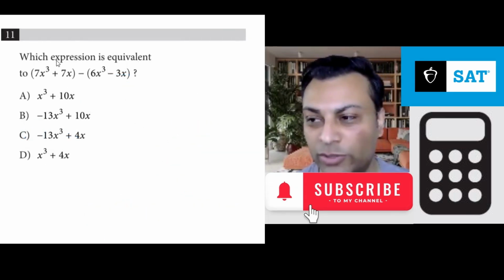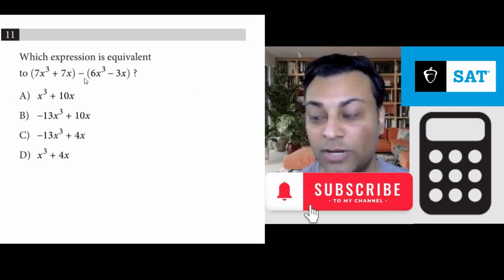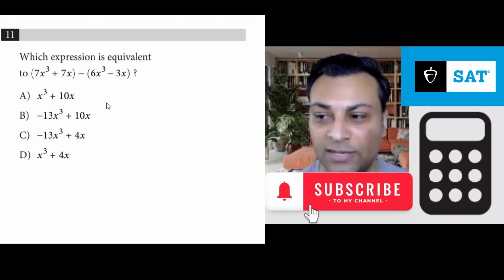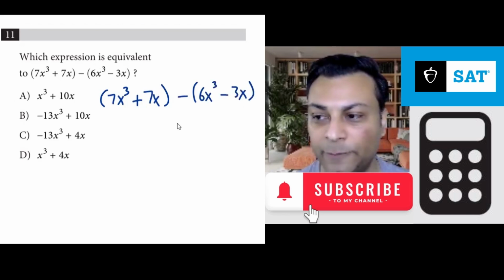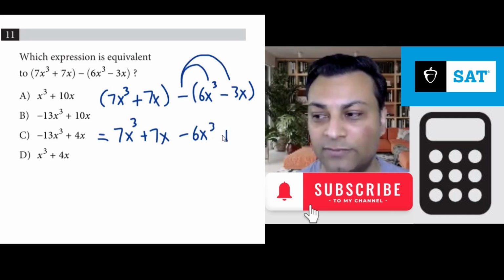Question 11. Which expression is equivalent to, in parentheses, 7x cubed plus 7x, subtract another parentheses, 6x cubed minus 3x. So what we want to do is distribute this negative sign. Let me write the question out again here. 7x cubed plus 7x minus 6x cubed minus 3x. This is equal to, remove the first parenthesis, so 7x cubed plus 7x. And here we distribute the negative: negative 6x cubed. And careful, negative, negative, which is positive 3x. And now we combine like terms.